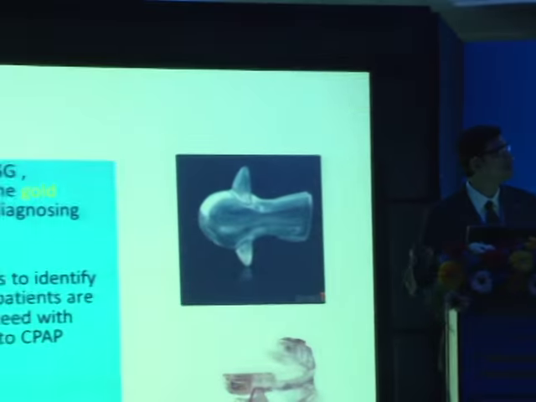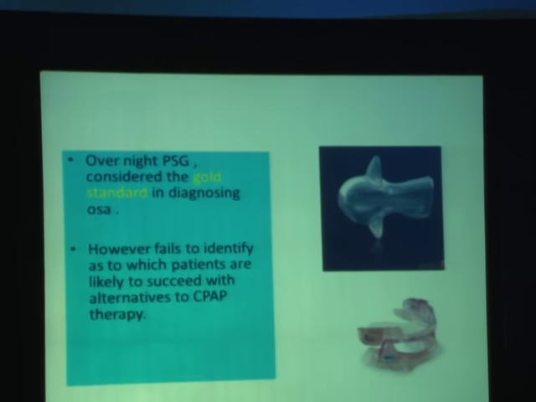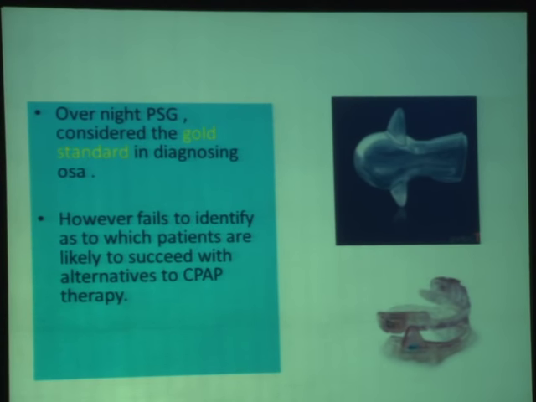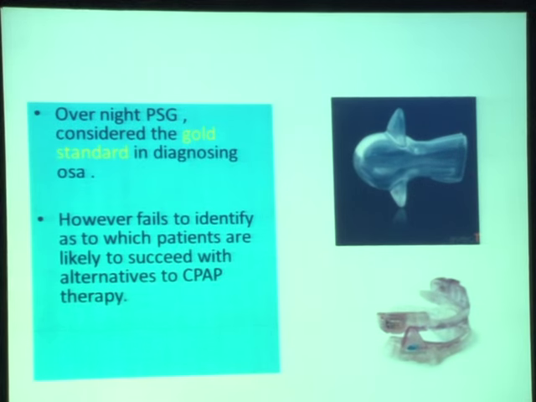So why is this very important? As you all see here, we all know that overnight polysomnography, whichever level it might be, is the gold standard in diagnosing sleep apnea. However, it fails to identify which patients are likely to succeed with alternatives for sleep apnea. I'm not only talking about surgery. I'm also talking about other means. I'm talking about mandibular appliances. I'm talking about strips. I'm talking about other means.